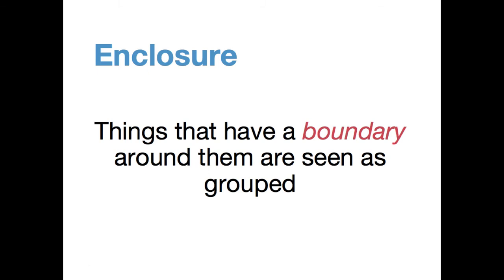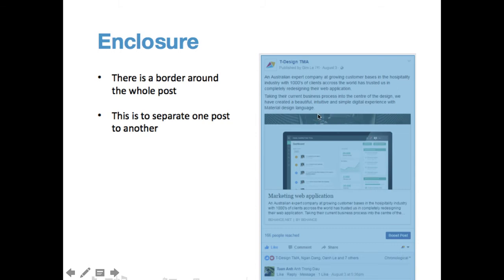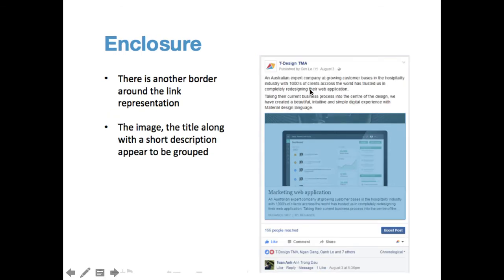Okay, next, the third principle is enclosure. What is enclosure? Things that have a boundary around them are seen as a group. Things like this. In Facebook, this is one of the examples that has been applied. You are putting it in an enclosure. See this post by T Design, an Australia expert. They put it as one enclosure, one post. So if you look into the enclosure, this is the blur box that shows one enclosure, separated by white spaces, by lines, things like that.